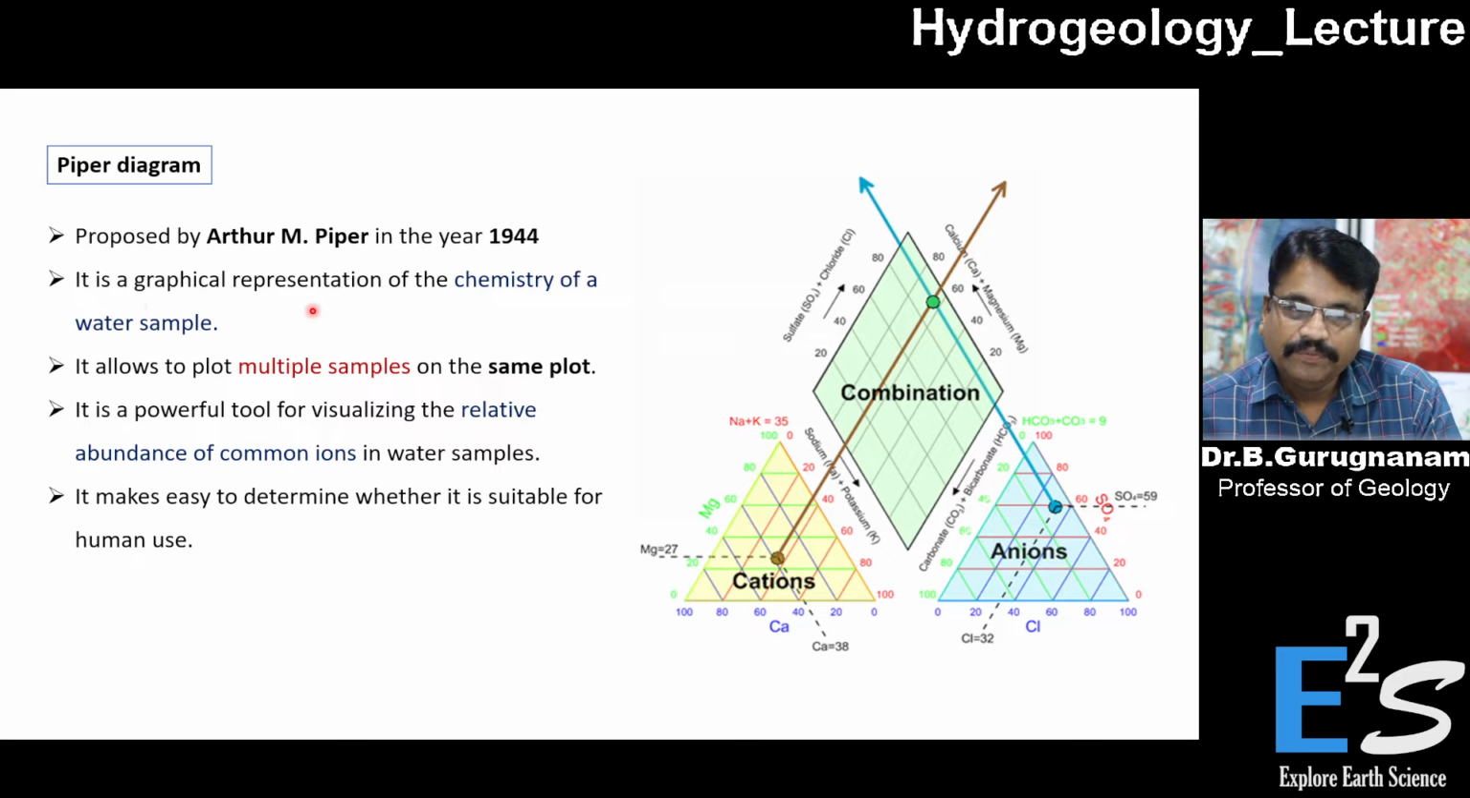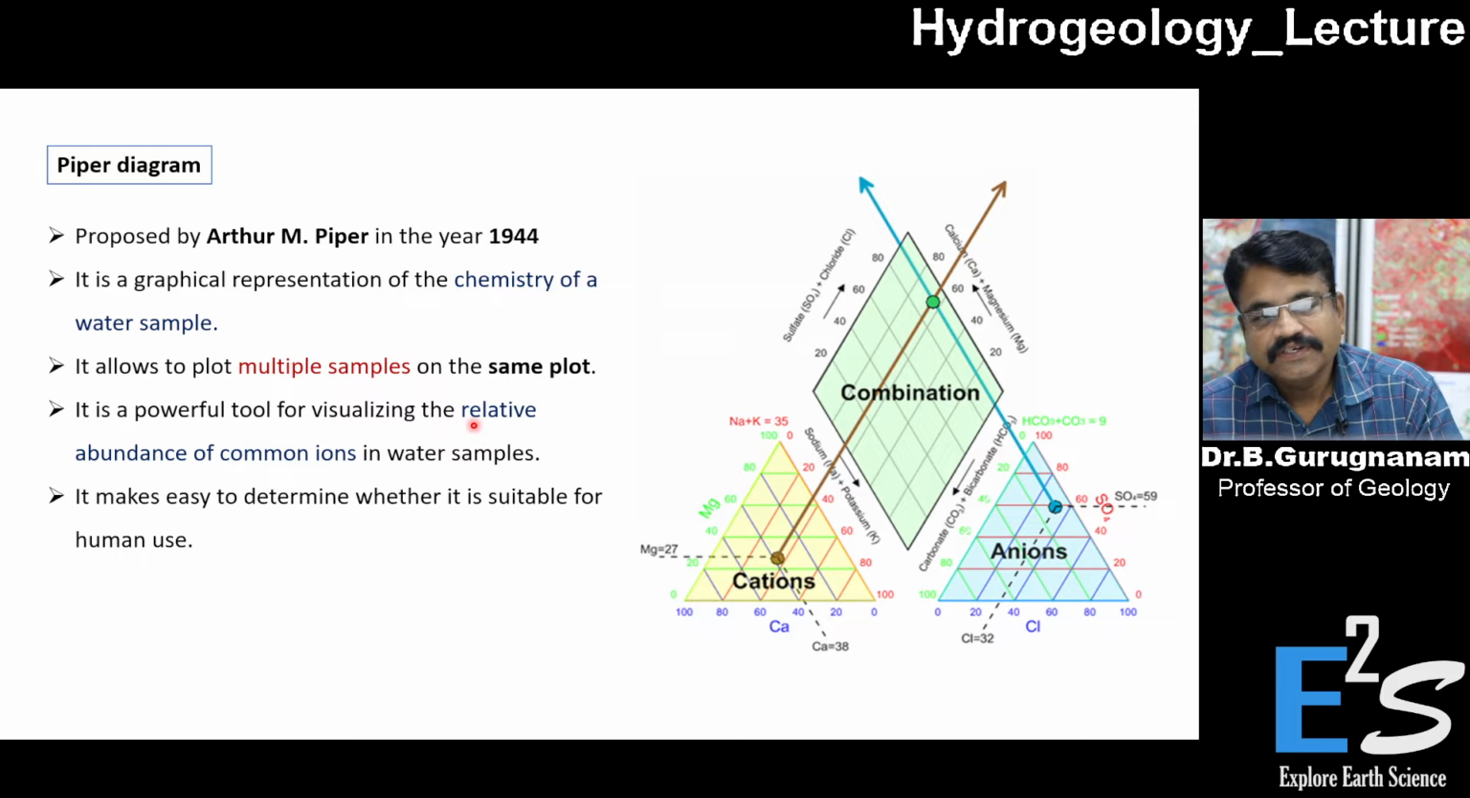It is a graphical representation of the chemistry of a water sample. Normally it allows you to plot multiple samples on the same diagram. It is not essential to use it for only one sample, but if you know the procedure, you will be able to plot even 100 samples and project them. You will be able to get 100 samples over the top of the diamond diagram. It is a powerful tool, yes.